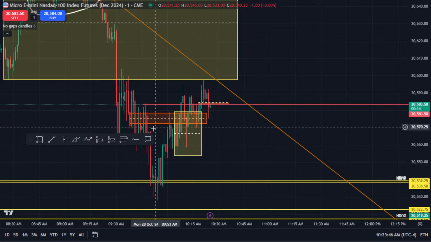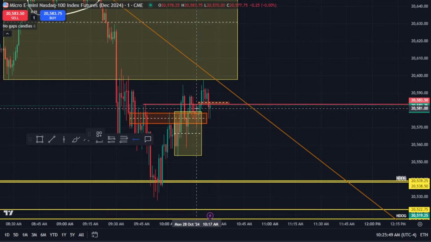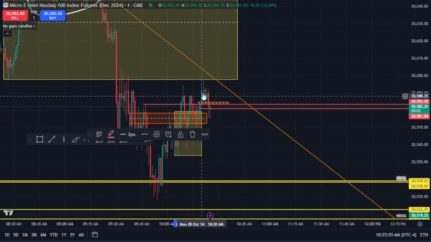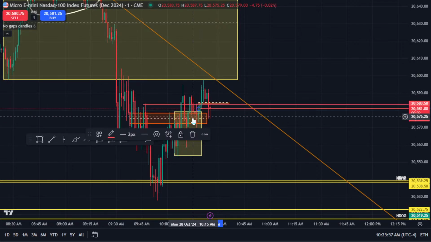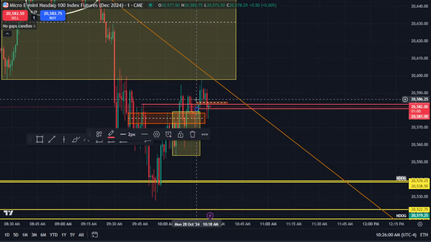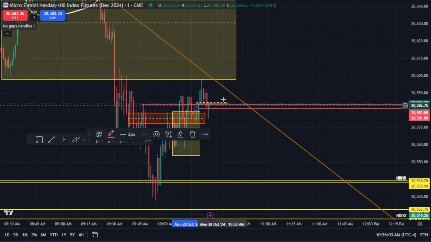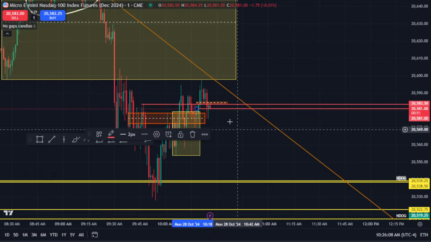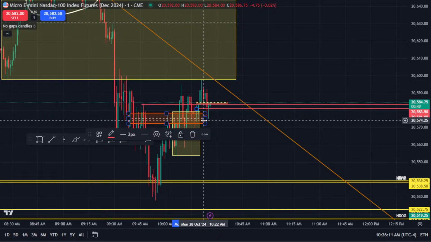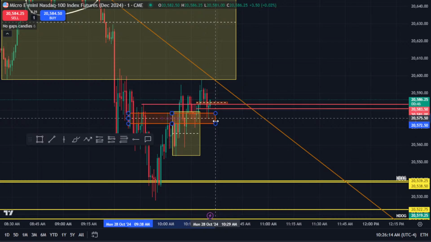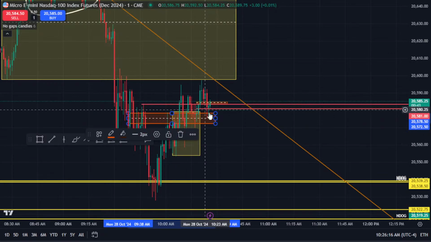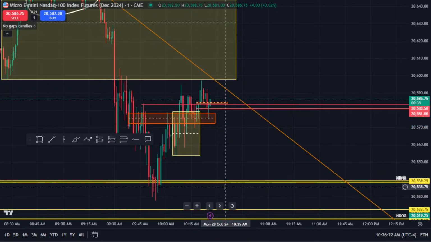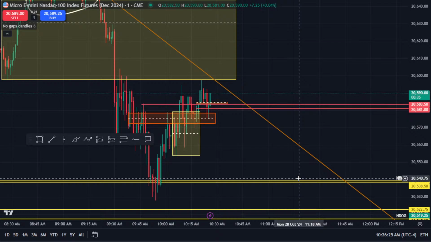But let me mark it out. We didn't close below it, but we wicked it. So this is likely not to be really used for a higher move. It could send us, or be an area we could use to go lower. Let's see.